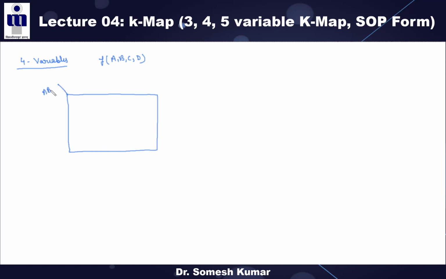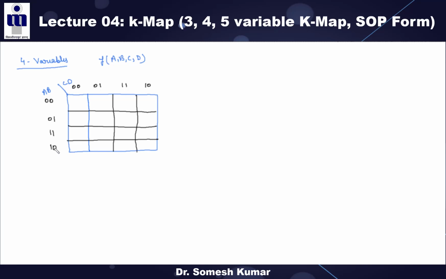Here we can say A, B, and here C, D. So how many rows, how many columns? 4 rows, 4 columns. Clear? So this is 0 0, 0 1, 1 1, 1 0. Similarly, this side 0 0, 0 1, 1 1, 1 0. And numbering: this is 0 1 2 3 4 5 6 7. Now 8 9 10 11 12 13 14 15.